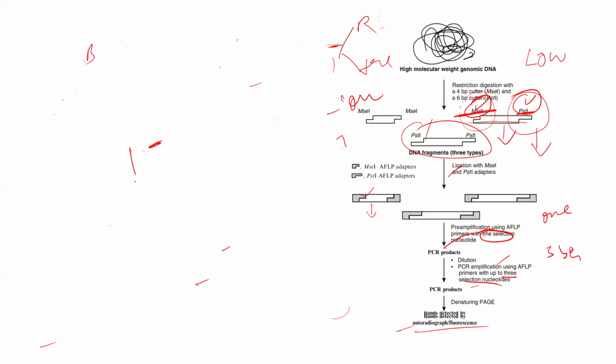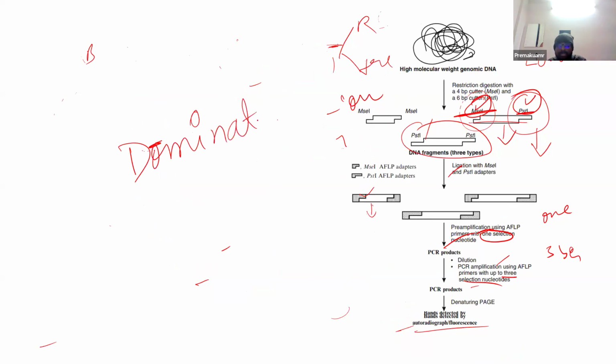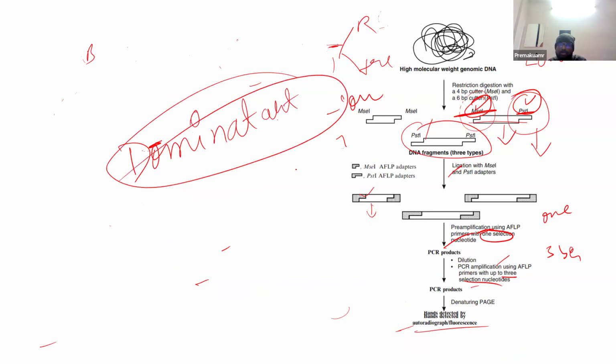Remember, AFLP marker is dominant, meaning it is not able to differentiate dominant homozygote and heterozygote. It's dominant in nature. Any doubts in the AFLP marker system?